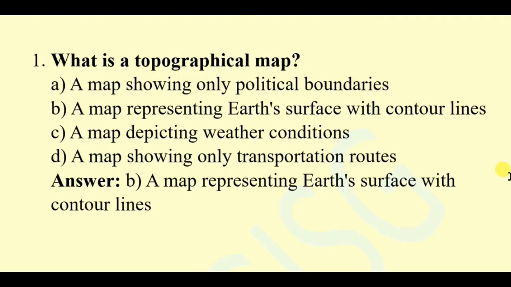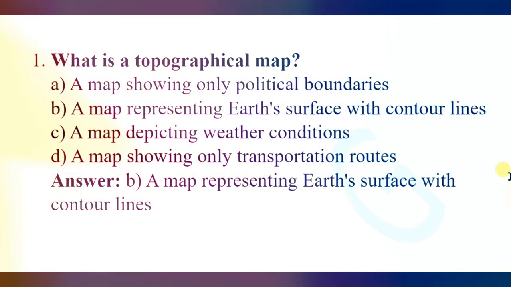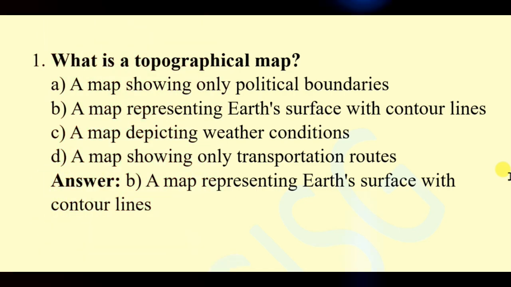Options are a map showing only political boundaries, a map representing Earth's surface with contour lines, a map depicting weather conditions, a map showing only transportation routes. Here the correct answer will be topography, a map representing Earth's surface with contour lines. Topographic means Earth's surface.